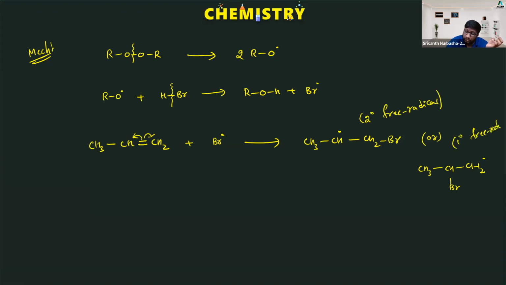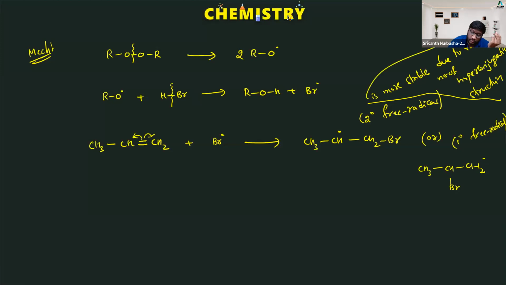So which is stable and why? Why is secondary free radical more stable? It is more stable due to more number of hyperconjugative structures. Yes or no? So 2 degree free radical is more stable due to more number of hyperconjugated structures. Because of that more stability, this 2 degree free radical CH3 CH dot CH2Br is now going to be reacting with HBr again.